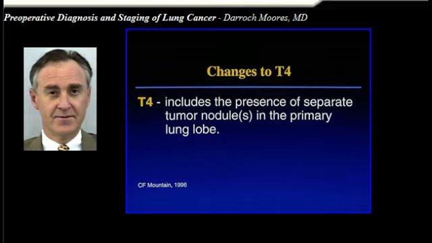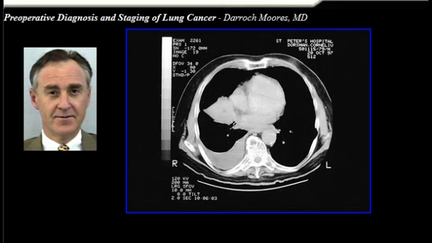A recent change to the staging system is that T4 now includes the presence of a separate tumor nodule in the primary lung lobe. Within the same lobe, if there are other nodules of the tumor in that lobe, that is now a T4 tumor. The presence of malignant pleural effusion is by definition a T4 tumor.